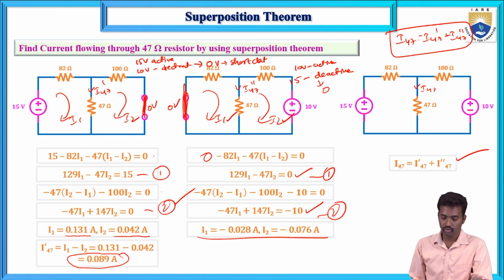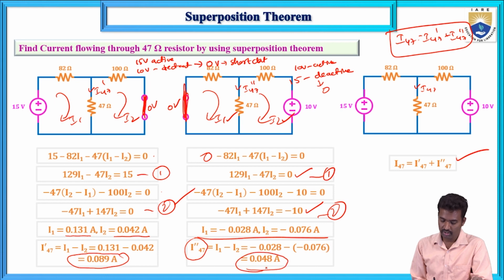So these are the mesh currents. From these mesh currents, calculate the response current. I-47 double dash equals I1 minus I2, that equals 0.028 minus of minus 0.076, which equals 0.048. Now we have two values, 0.089 plus 0.048, that equals 0.137 amperes. This is the total current.